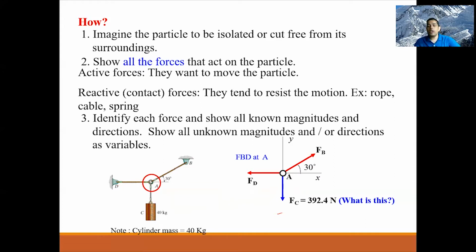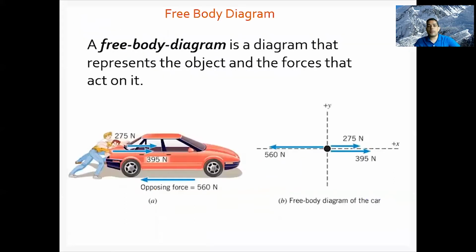All right, let me give you one more example of free body diagram right here. Now you have a car here, and the car is being pushed by two people. One person applied 395 Newton and the other person applied 275 Newton force, and there is also an opposing force of 560 Newton. So what are the forces on the right side? This way, 275 plus 395.